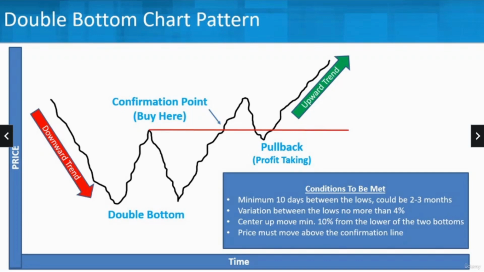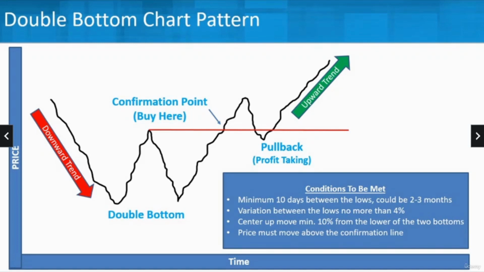That's not it, right? So it needs to move up 10% from the bottom and really form, it may not be a perfect W. It's not going to look visually perfect, but it's going to look very clearly like a W is the idea. And then the price must move above the confirmation line.